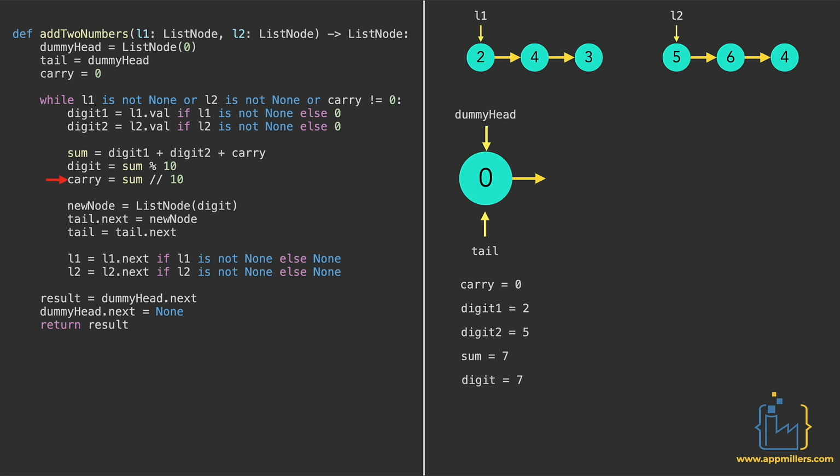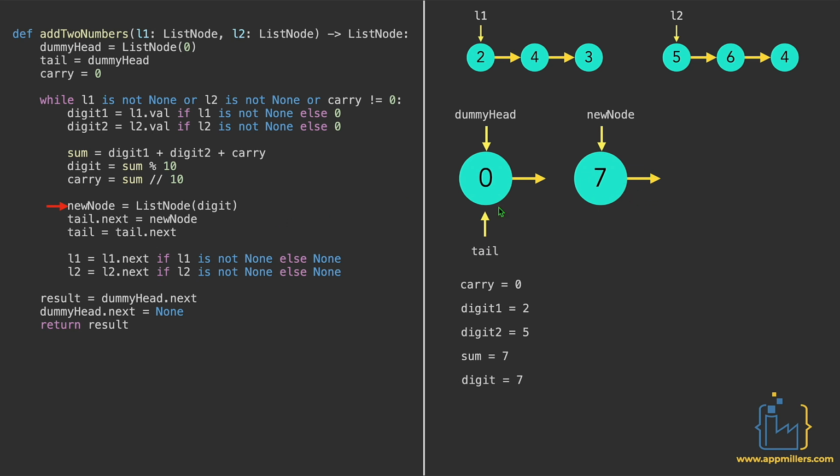Then in the next line, we are going to calculate the carry. So when we calculate the carry, we are dividing the sum by 10 and taking the floor. So in this case, carry remains 0 because 7 divided by 10, the floor value is going to be 0. Then we are going to create the new node. So the new node will be created with the digit to represent the current place in the result. So when we execute this line of code, this is what happens in the memory. So the new node points to the node with the value of 7 and it points to null.